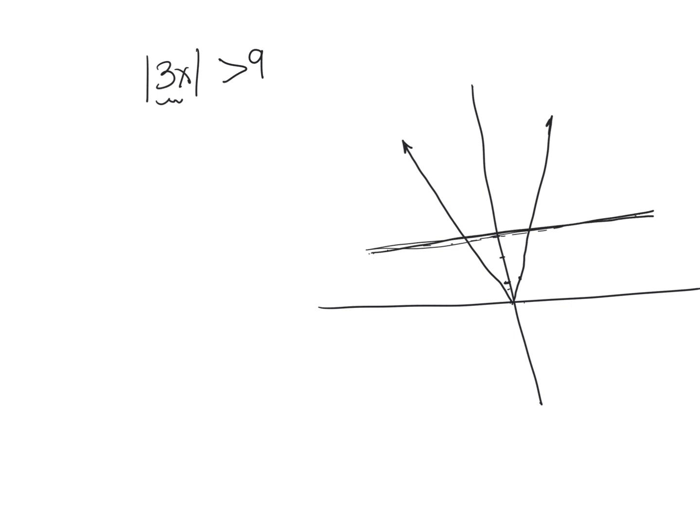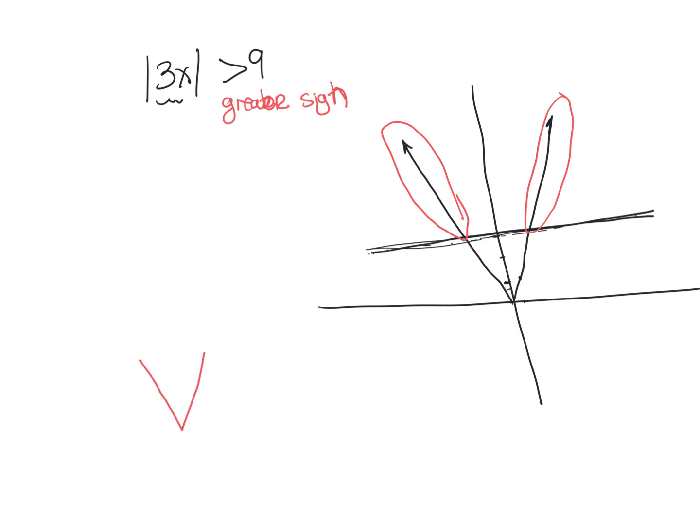You can see it is saying anything greater than this, anything above this line, which would be these numbers and these numbers. It's an or statement. When you have a greater than sign, it's going to end up being an or statement, because what you're doing is cutting that graph, and the things that are above end up being your range.